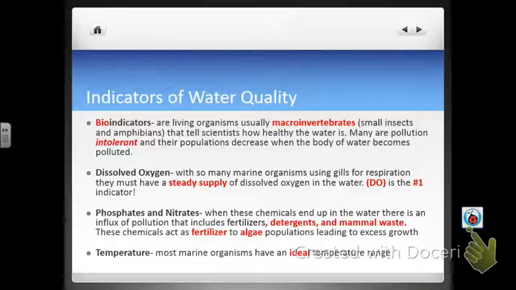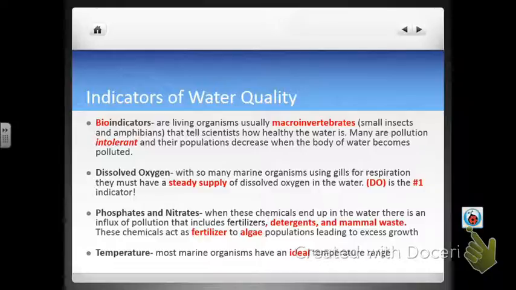Phosphates and nitrates are chemicals that do not belong in the water. And so if their concentration is the least bit high, then that indicates that the body of water is polluted. It can be caused from chemicals such as fertilizers, detergents, which carry both phosphates and nitrates, and mammal waste. So if cow poop or pig poop or human sewers are leaking into the body of water, you're going to have high concentrations of nitrates.